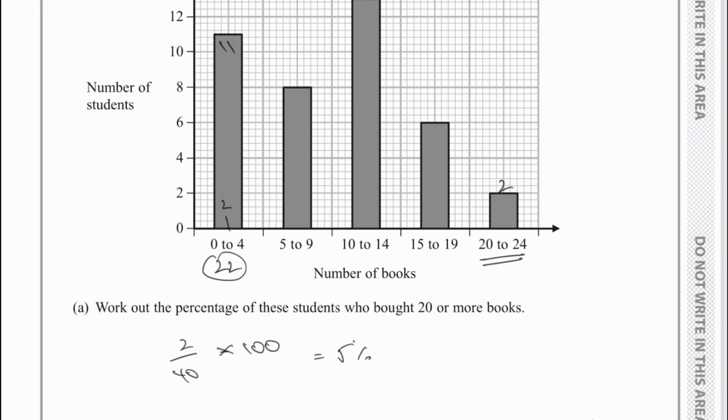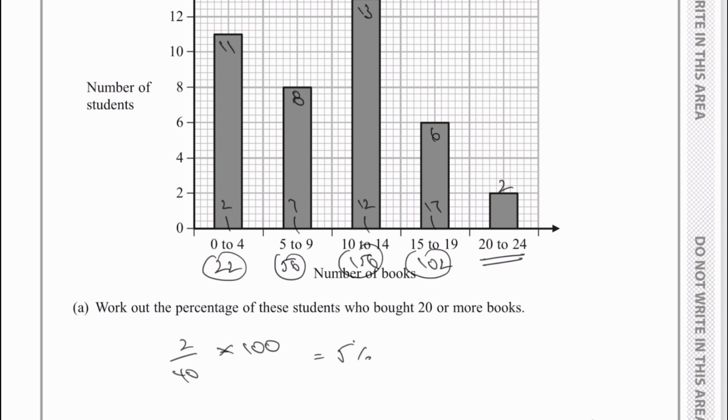For the second bar there's actually 8 students. They bought an average of 7 books each, so that's going to be 56 books in total. With the third bar we've got 13 students, and they bought an average of 12 books each, and therefore 13 times 12 is going to be 156 books. 6 students bought between 15 and 19 books, so an average of 17 books each, and that would have been 6 times 17 is going to be 102.